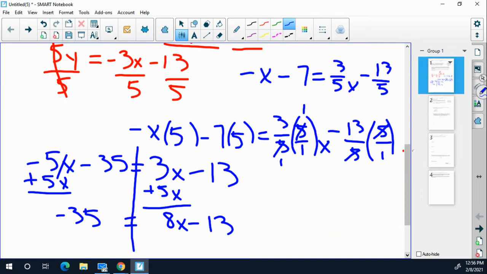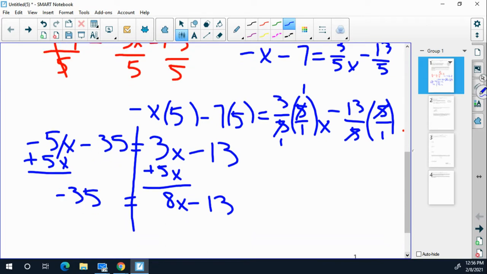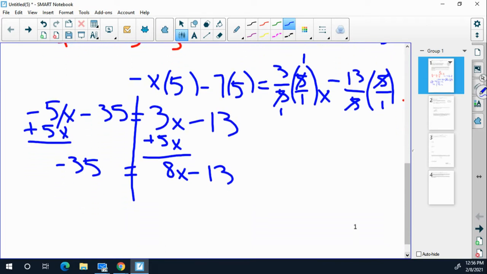Okay, now we're still ready to solve for x, and we know we should get x is equal to negative 11, right? We know that. We hope anyway. So now we're going to add 13 to each side. Unless I made some error. I may have. I did. Somewhere.